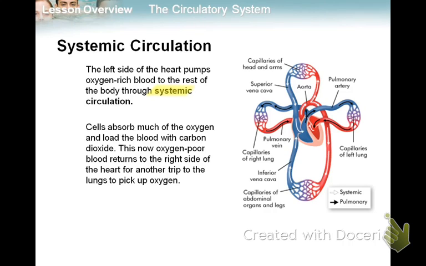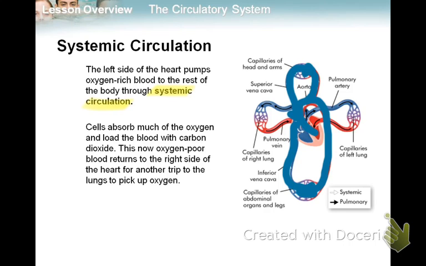Systemic circulation is where the left side of the heart pumps oxygen-rich blood to the rest of the body. So we have blood coming out this way to the top of the body and this way to the bottom of the body. This is systemic circulation.